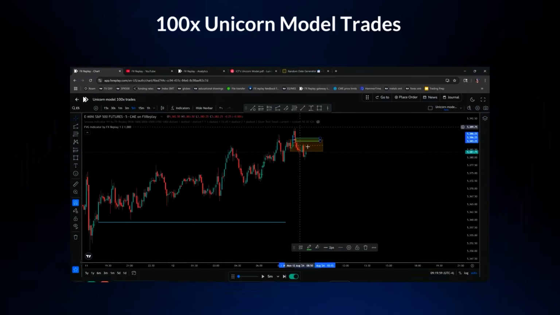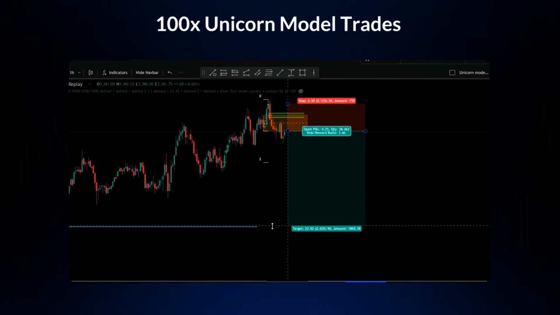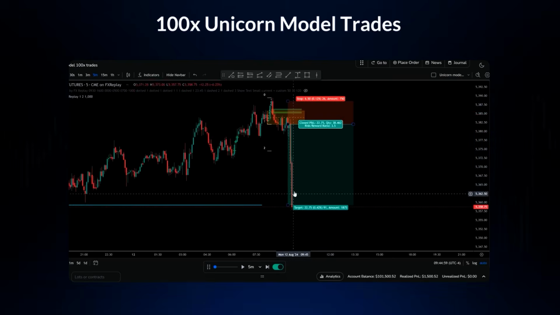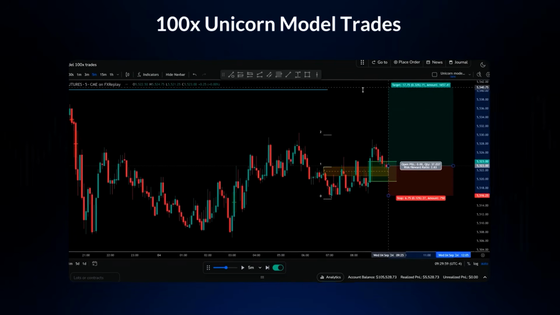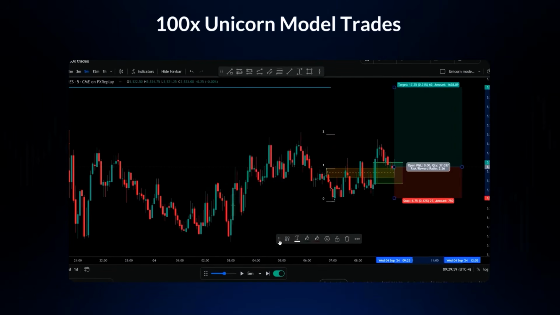So we do have the overlapping fair value gap and breaker. So we were just targeting the draw on liquidity if we couldn't get 2R with the 2 standard deviations. This would be a limit order and really nice move to the downside. I think we definitely need to target this high for the 2 to 1. Let's see if we can just catch a market entry right at open with this unicorn model.